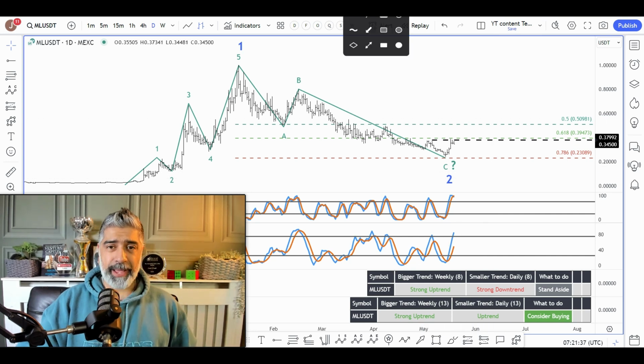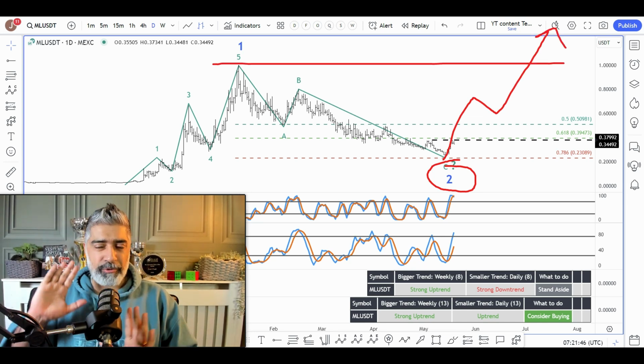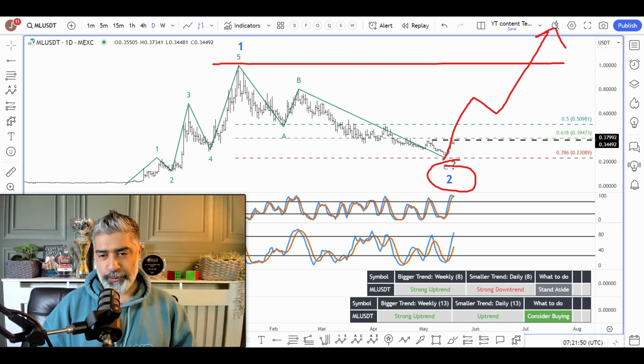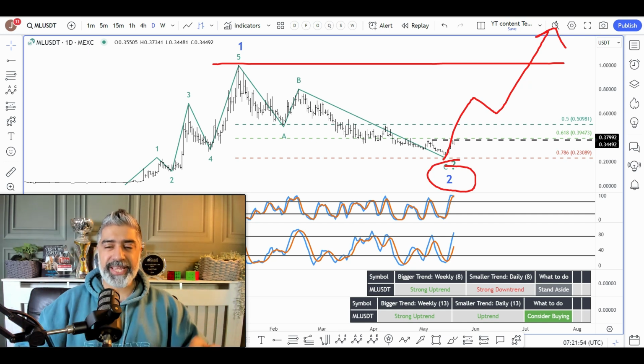So we are looking at a potential end of a wave C of a wave 2, and we might end up getting a nice wave 3 to the upside where this high gets exceeded, and we're going to do a price projection in just a moment. But what I want to quickly talk about are pattern reversal signals and how we can use momentum to get the green light signal before we take action.